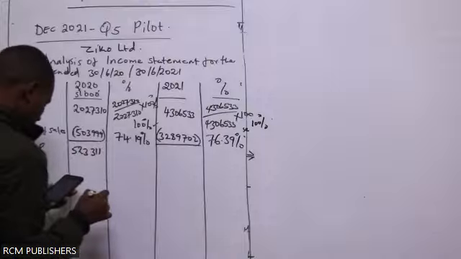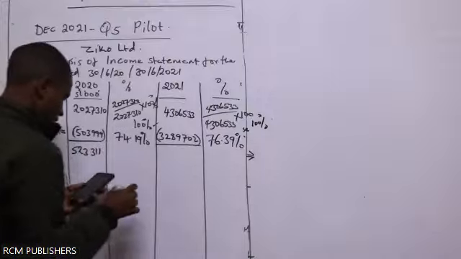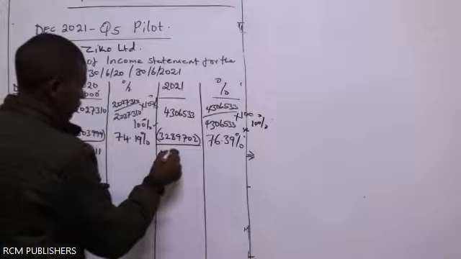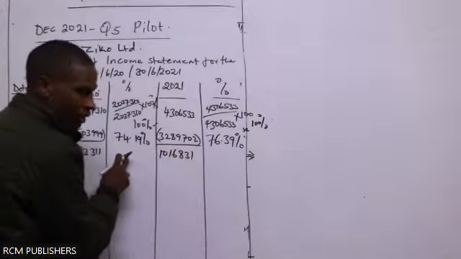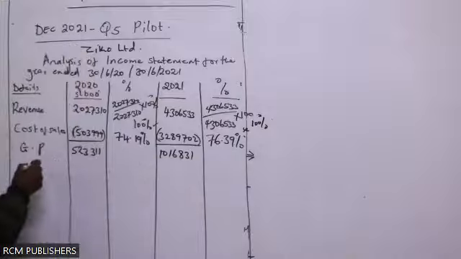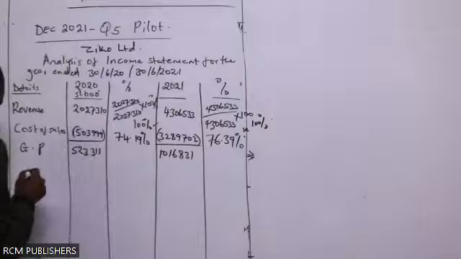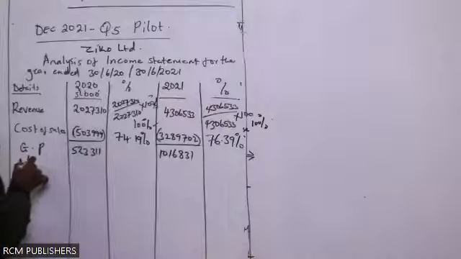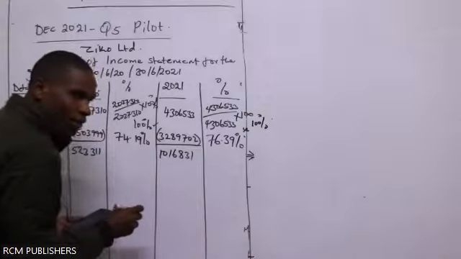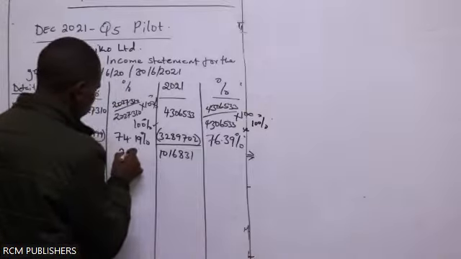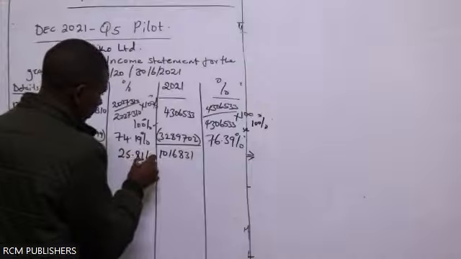523,311. Then 1016,831. Gross profit ya hapa ni ngapi? Ya 2021. Gross profit. Before we move to admin expenses. Admin expenses. 25.81. Thank you very much. 25.81. I like this.